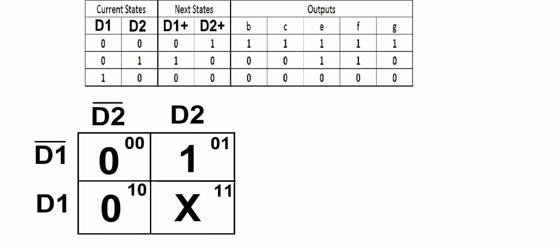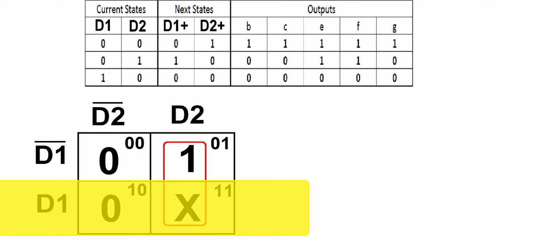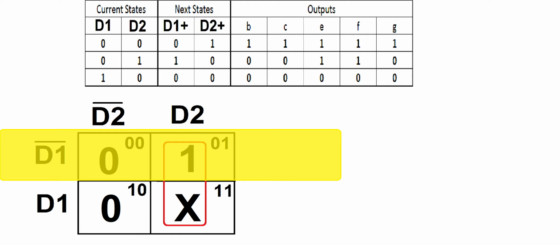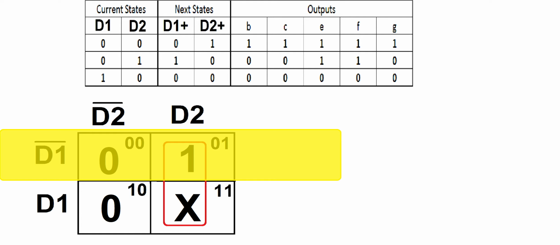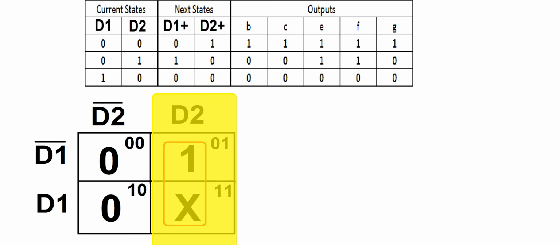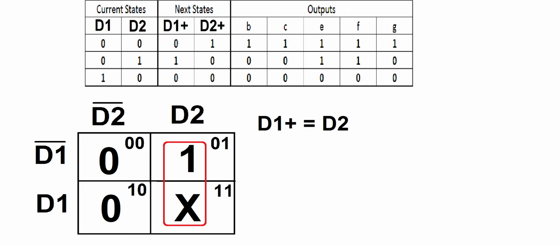Here we have only a 1 and a don't care, so we can group them together. Now this group includes 2 rows of D1 and not D1 and 1 column of D2. But because D1 and not D1 are opposite of each other, they cancel each other out, so we don't consider them. The only thing that is left is D2, so we write D1 plus is equal to D2. This is our first equation.